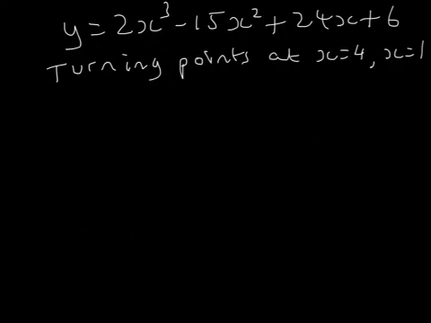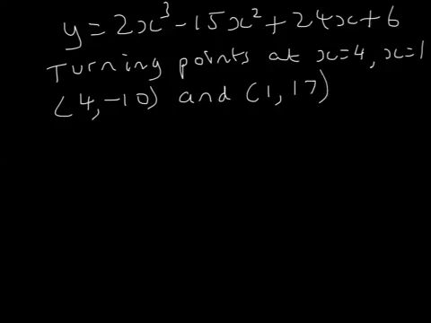So what are the coordinates? Well, the coordinates are 4, and then I need to put 4 into this equation. If I put 4 into that equation, it works out to be minus 10. And then I need to put 1 into this equation. If I put 1 into that equation, I get 17. Now, are they minimum points or maximum points? It's not clear, we don't know yet, we haven't sketched the graph.